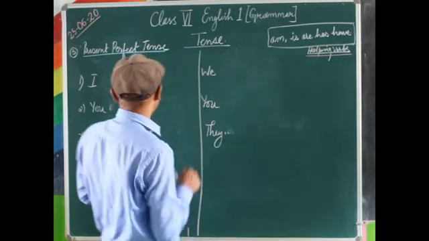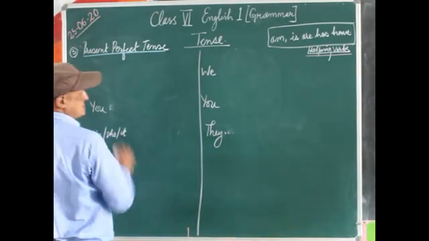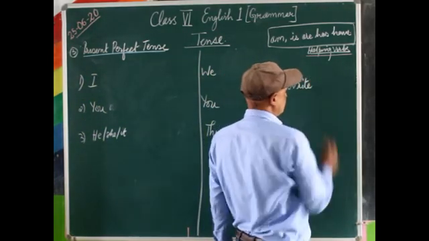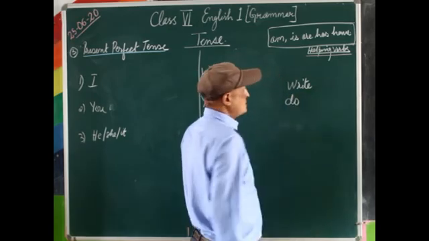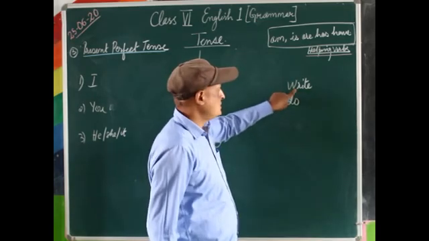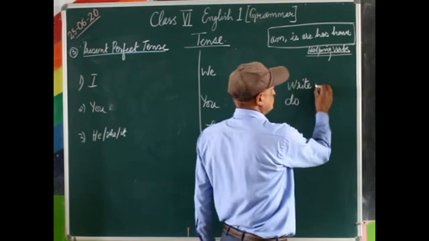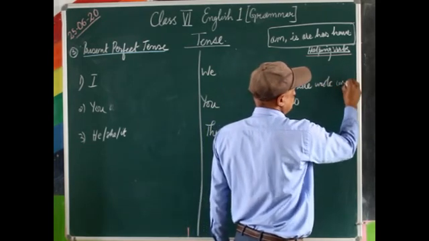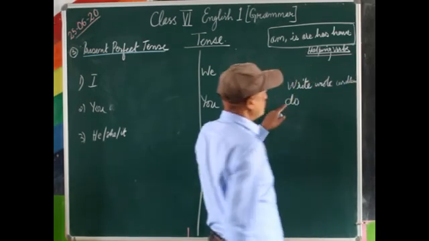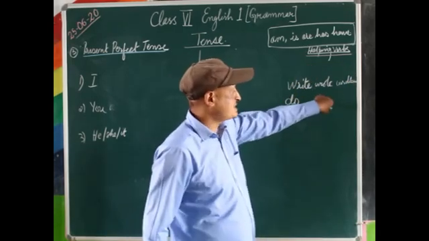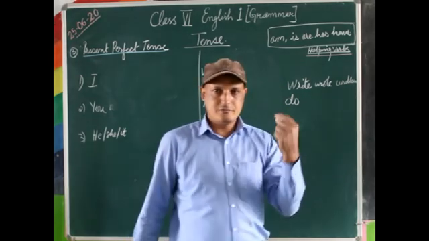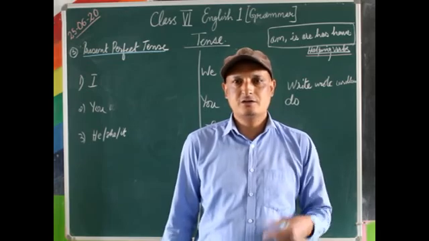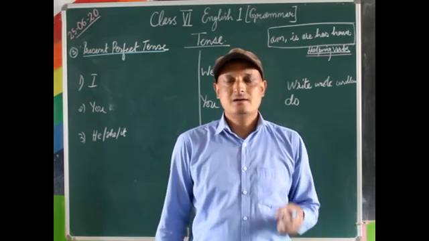For example, in the previous verb, we had write. Okay? And we had do also. These are the root forms. So, the past would be wrote. And the past participle, written. Likewise, for do, did, past participle, done. For the verb eat, ate, eaten. Okay? For the verb sing, sang, sung.